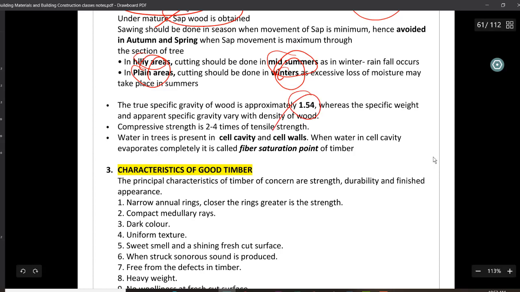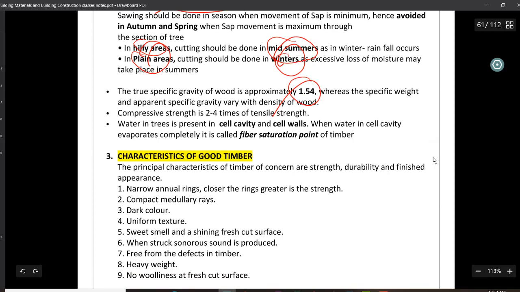What is the true specific gravity of wood? It is 1.54 and similar to that of concrete. It compression अच्छे से ले लेगा, similar to most of the materials. Compression अच्छे से लेगा, tension थोड़ा कम लेगा. So tension is only up to 1/4 of the compressive strength of our timber, and remember that.